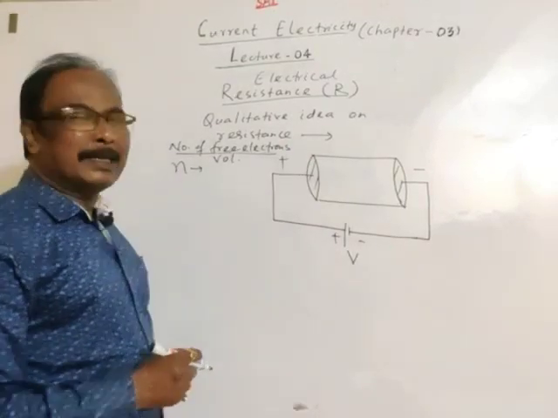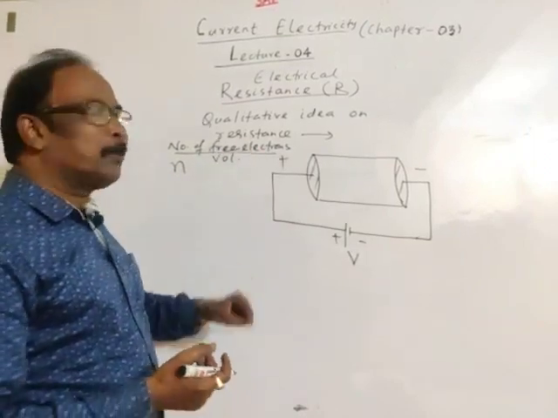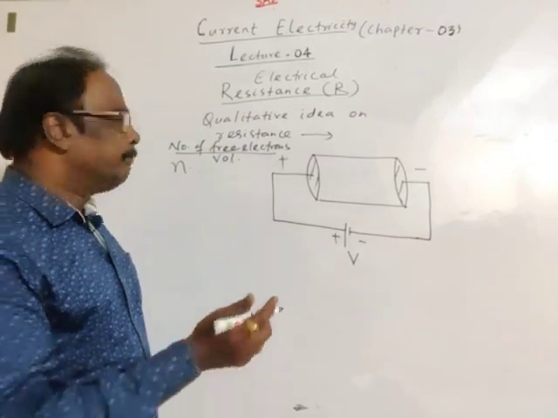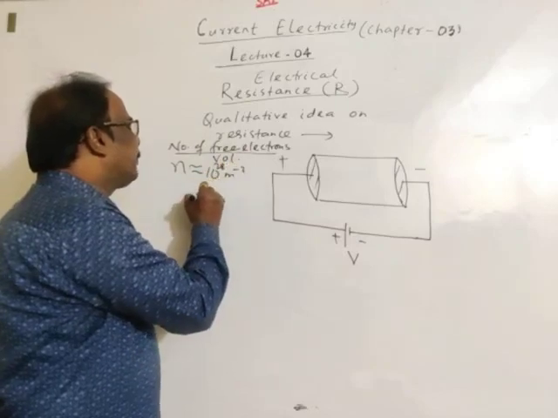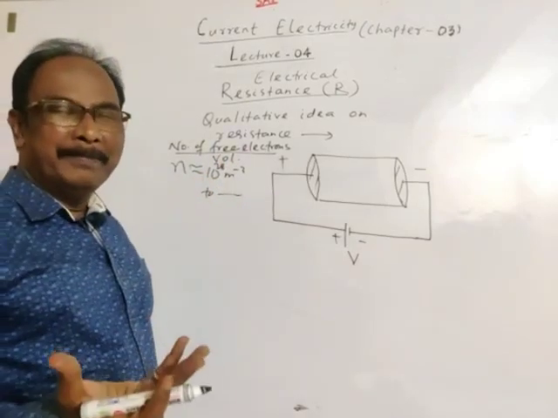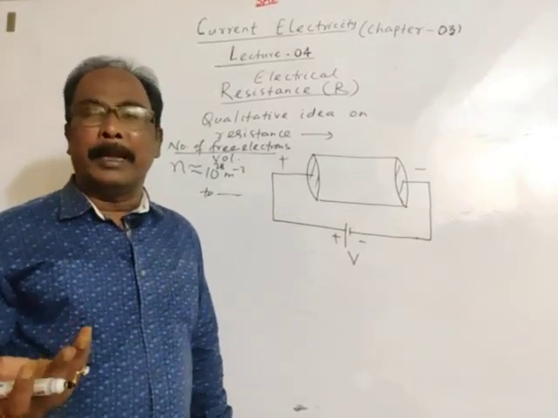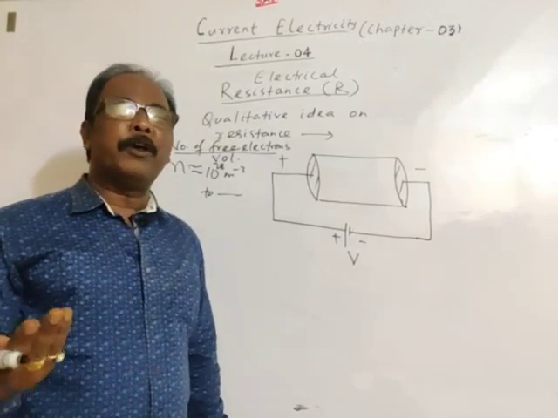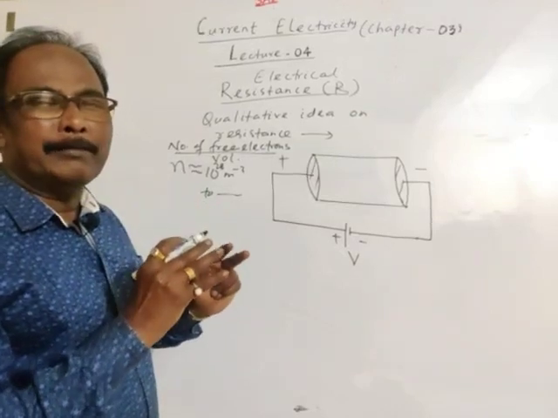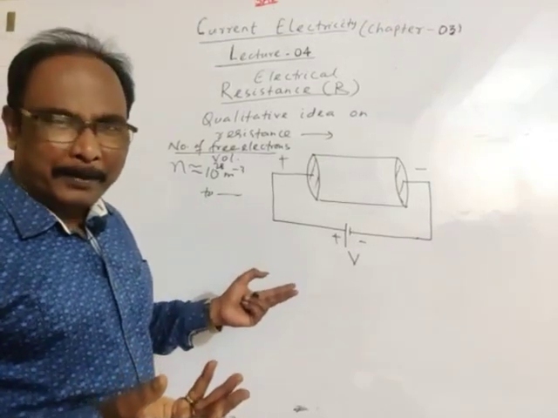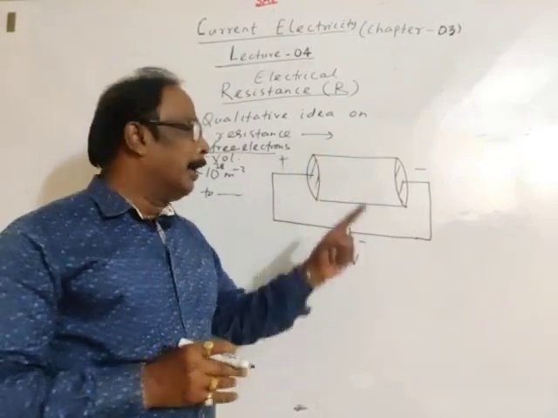For a good conductor, the value of N, the number of free electrons per unit volume, is very high. Starting from 10 to the power 8 per meter cube onwards, it may be 10 to the power 29, 30, or 31, depending upon the nature of the conductor. For example, for copper, the number density of free electrons is usually taken as 10 to the power 29 per meter cube.